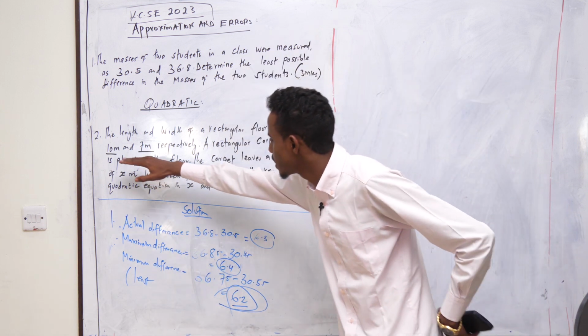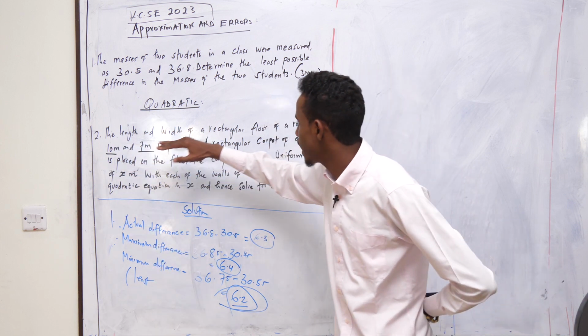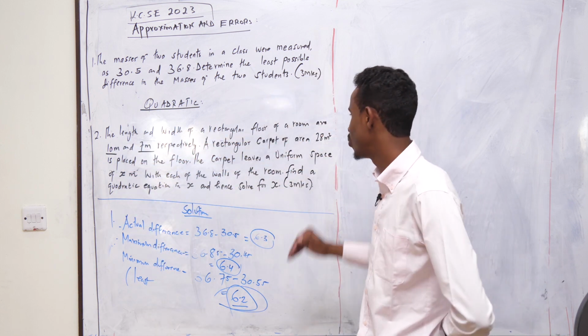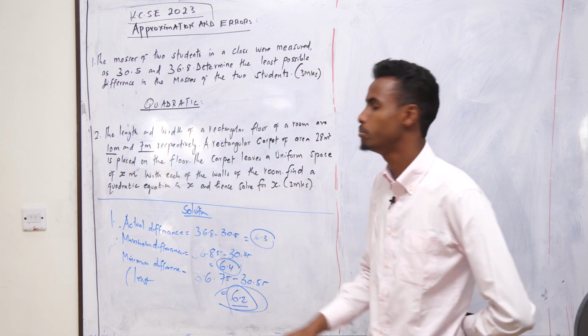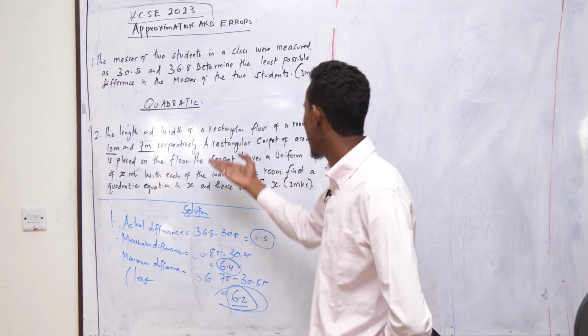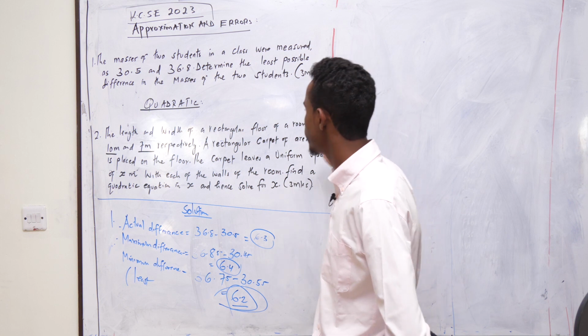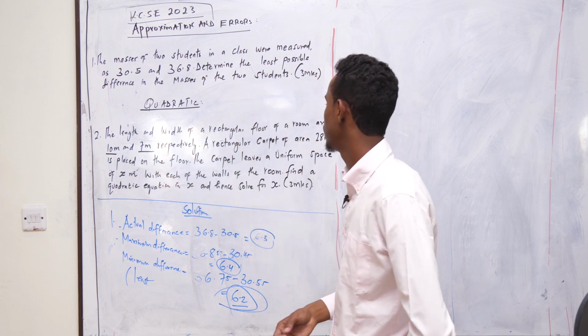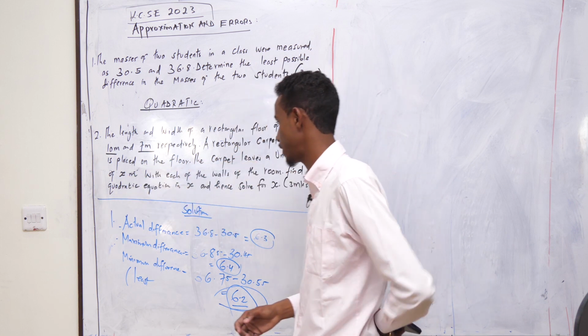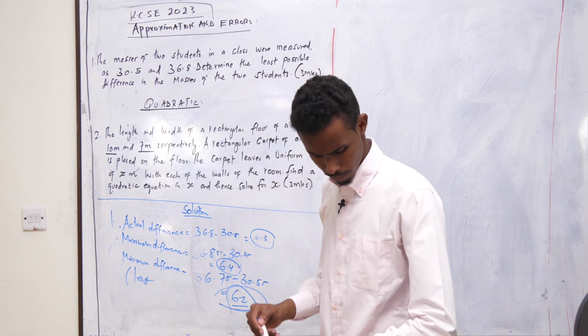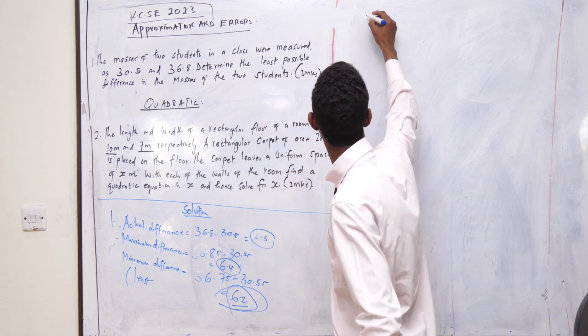The question reads: the length and width of a rectangular floor of a room are 10 meters and 7 meters respectively. A rectangular carpet of area 28 meters squared is placed on the floor. The carpet leaves a uniform space. Now let's look at this one quickly. It is like this.